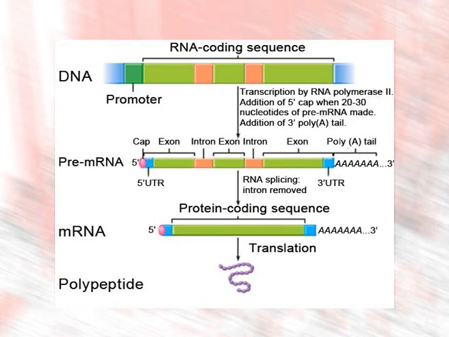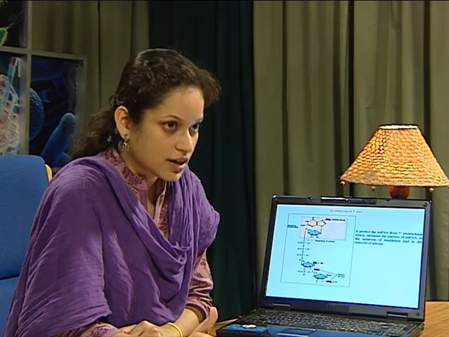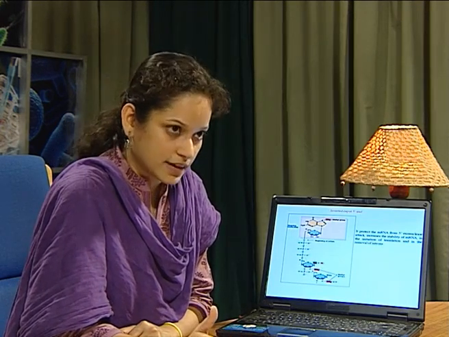Ma'am, why does coupling of transcription and translation occur in prokaryotes and not in eukaryotes? Now, in case of prokaryotes, as we have seen, it contains only an mRNA molecule which is made up of 3 components. It lacks a cap at its 5' end and it lacks a poly-A tail at its 3' end. Hence, it is more susceptible to the exonuclease attack found in the bacterial cell.